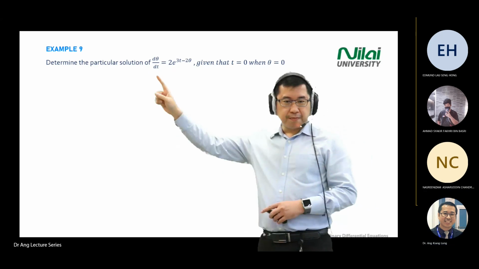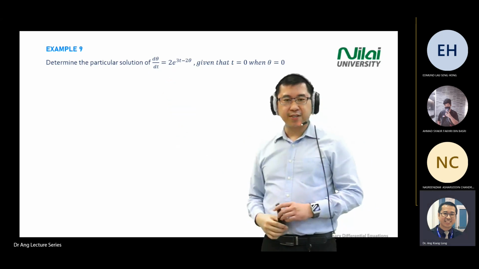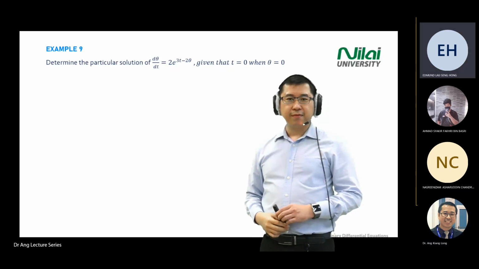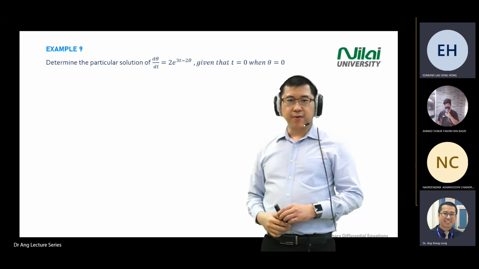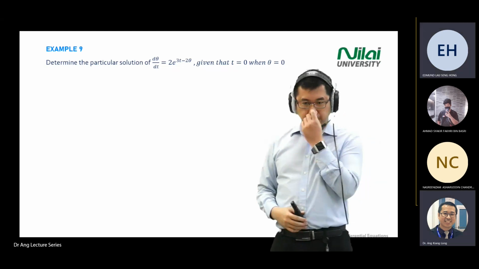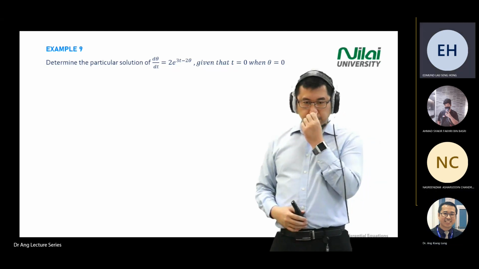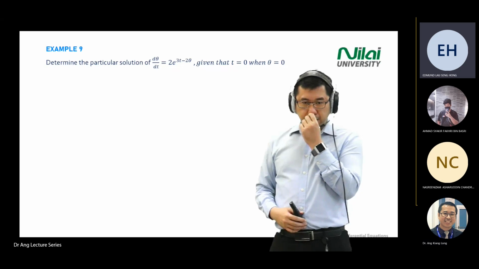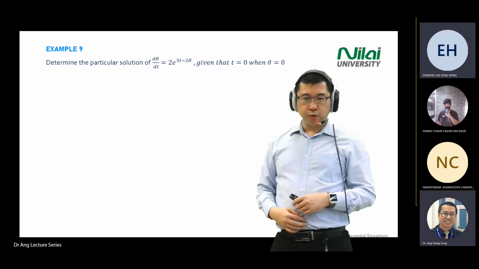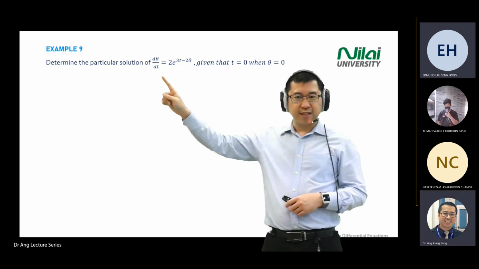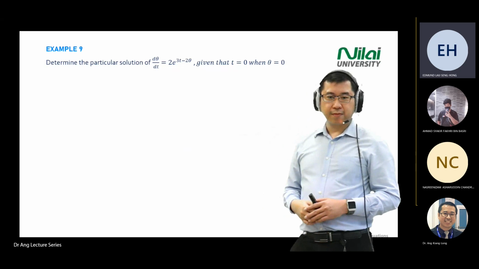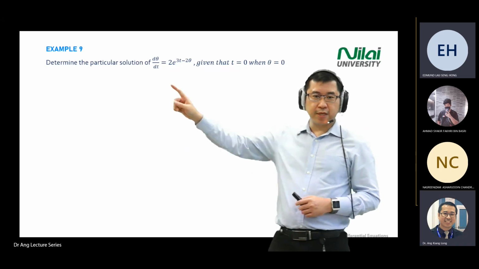Okay? So, first step. Edmund, what is the first step? When you solve this one, what is the first step? Rearrange. Edmund, what is your answer? Can you repeat? What is the first step? Put the t one side. T what? The t to the left hand side. Put what to one side? The dθ over dt.